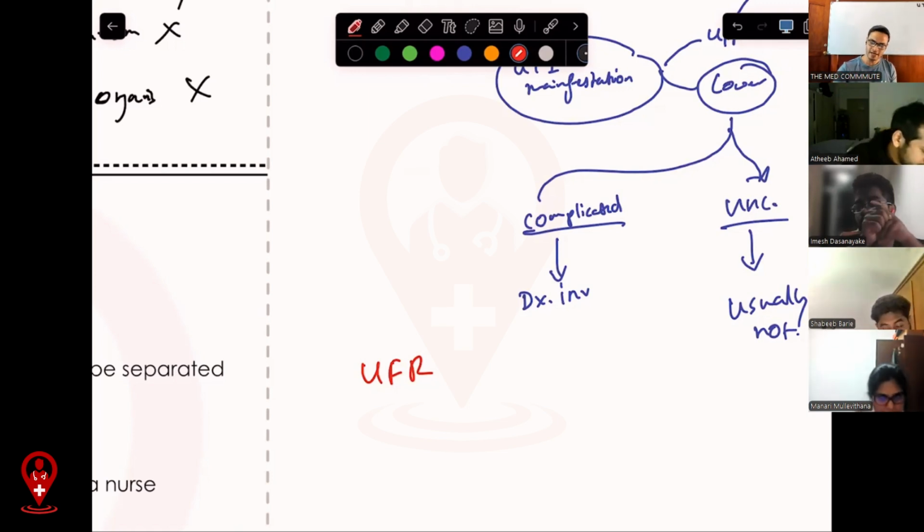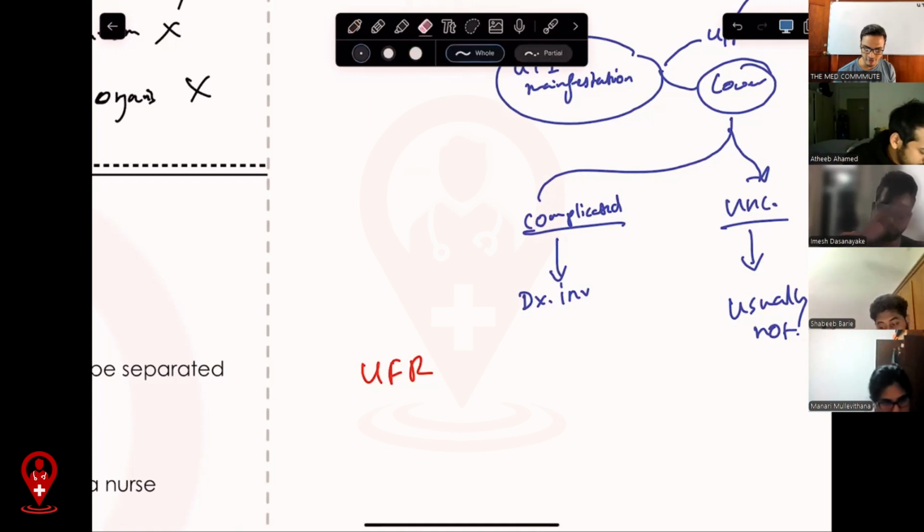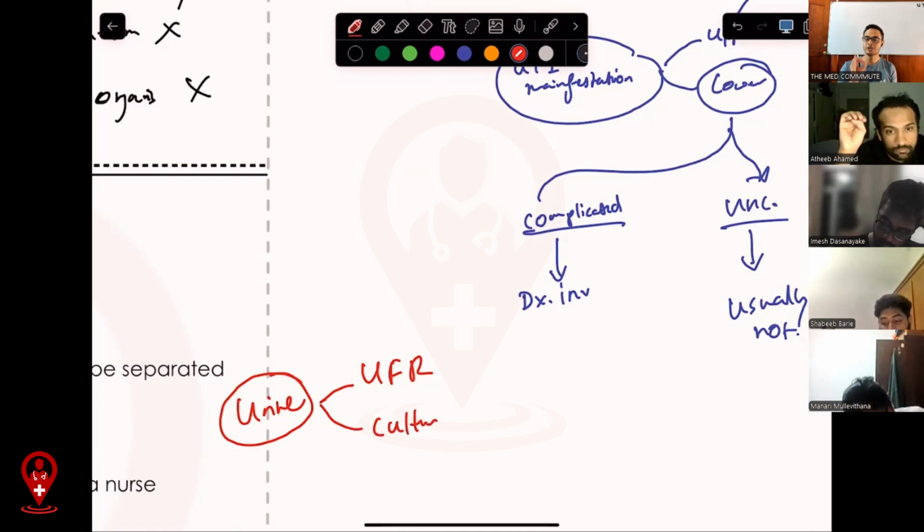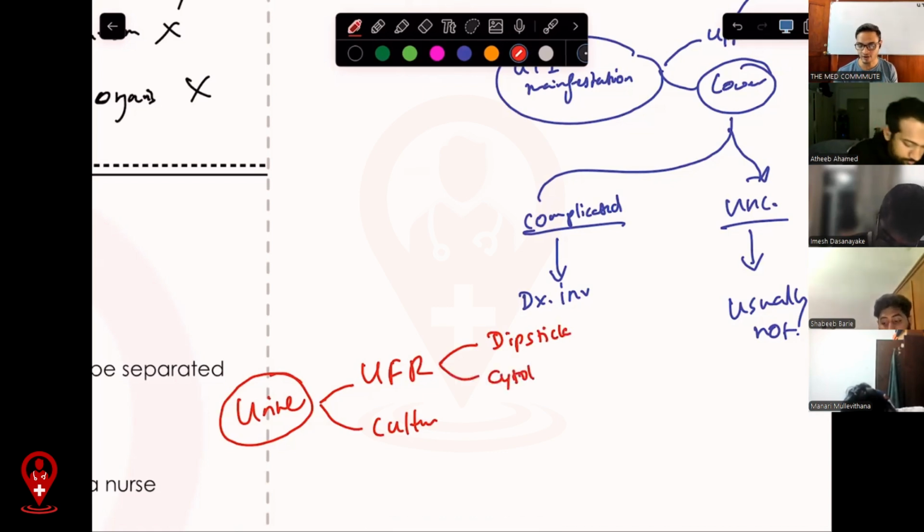Okay, look at this. Here, guys, when we are taking the urine, we are taking one for the UFR and one for the culture. In the UFR, there are mainly two things that we are looking for. One, we are going to do the dipstick investigations. And the other one is the cytology. Cytology is under the microscope, light microscope. This is our basic urine investigation, a UFR and a culture. Under the UFR, we are doing the dipstick. And just give me a second.